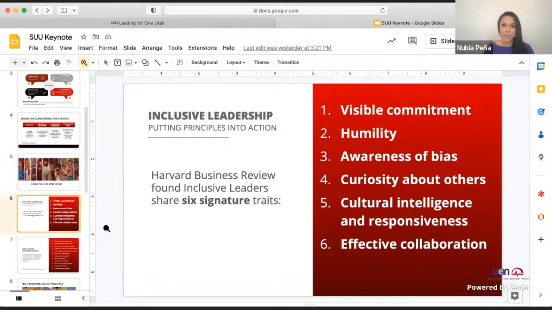And then of course, effective collaboration, right? A willingness to know that we don't own this work and we don't do this work alone, but in fact we can do this work together, because if we want to go far, we go together.